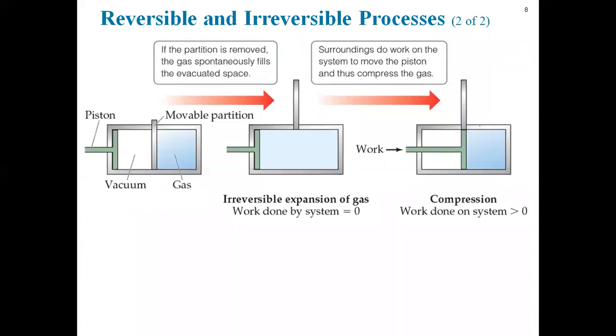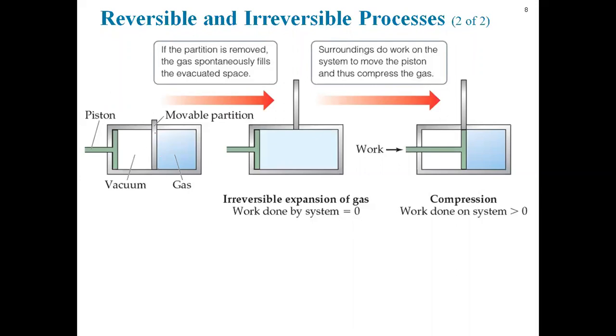Okay. Another example of a reversible or irreversible process is this gas expansion and compression example. In this example, we have our gas. Initially, our gas sample is confined or compressed on the right side of this piston. And then we have this movable partition separating the gas and vacuum.